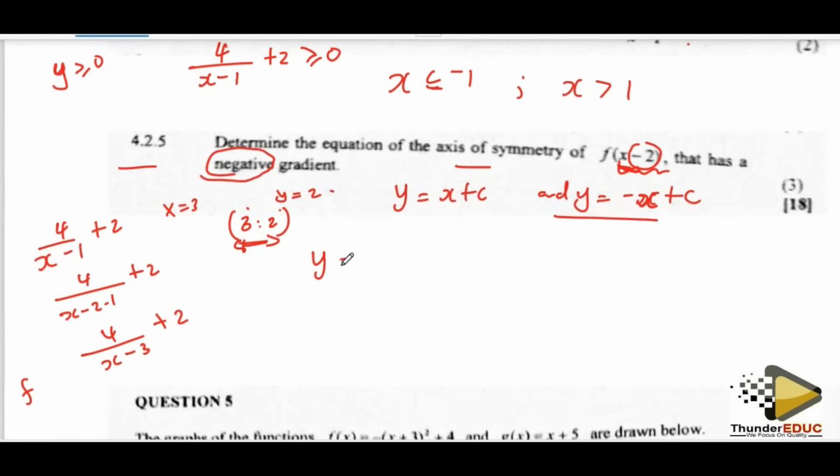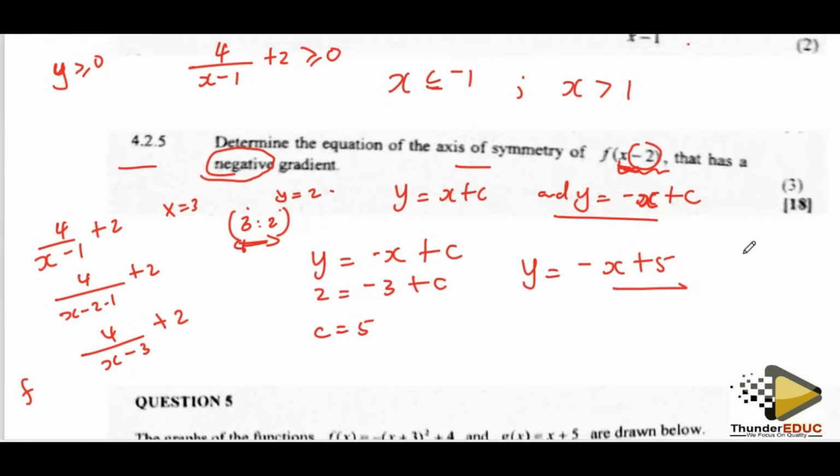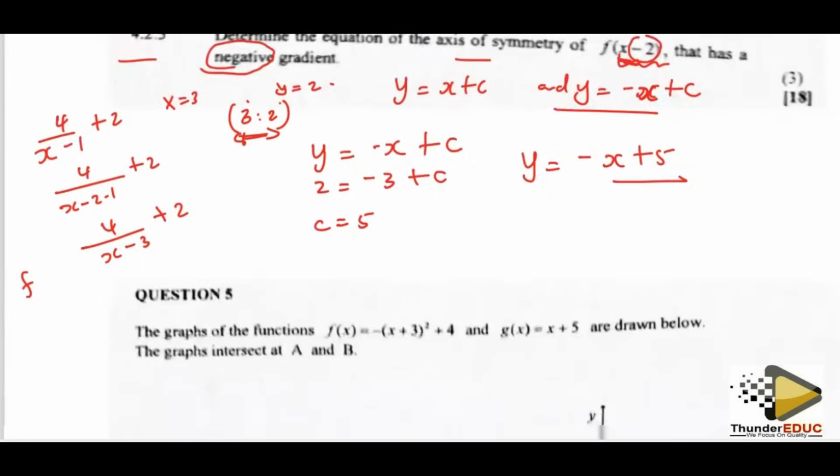So I'll say y is equal to negative x plus c. That is, y is 2, so 2 is equal to negative 3 plus c. Making c the subject, c becomes 5. Then my equation becomes y equals negative x plus 5. That becomes the equation of the axis of symmetry. Alright, question number 5.